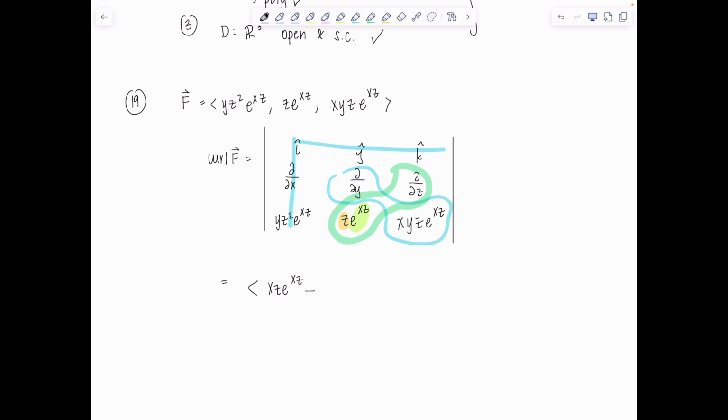Okay, so derivative of z with respect to z is 1. Then you leave e to the xz alone. Plus, now I leave z alone. Derivative of e to the xz with respect to z would be e to the xz times x, because that's a constant. Yeah. Okay.